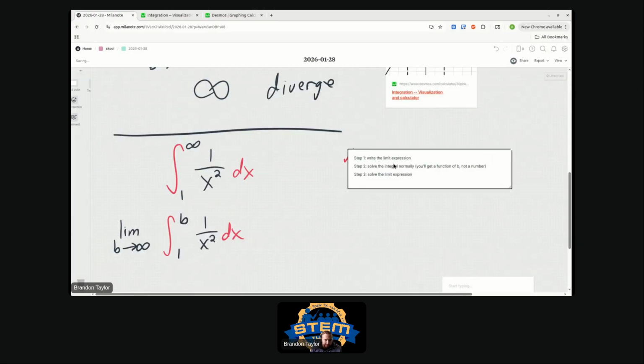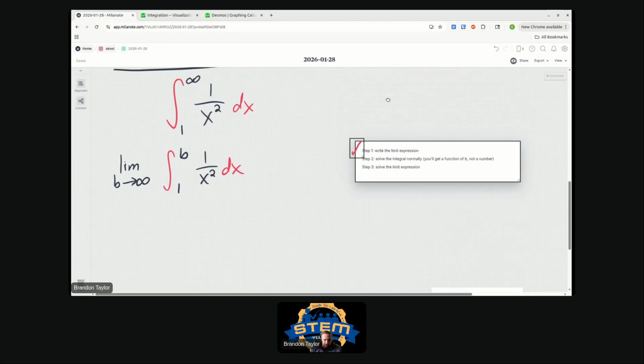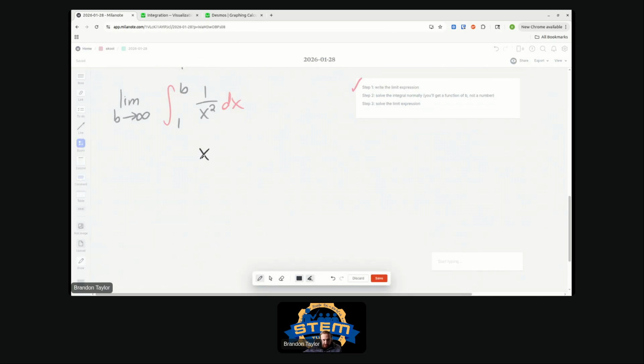The hardest part is still solving the integral, by the way. That's the hard part. The first and the last step should be pretty easy if you solve the integral properly. So here, how do we solve this? Remember, think about this like x to the negative 2. So if we do the anti-power rule, add 1, x to the negative 1, and then divide by negative 1, negative 1 times x to the negative 1. So in other words, negative 1 over x would be the antiderivative evaluated between 1 and b.